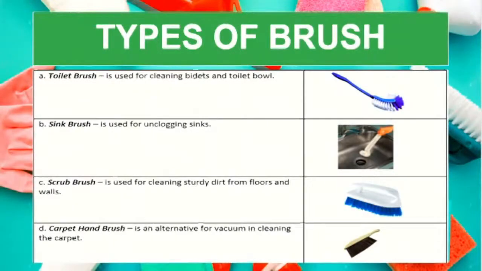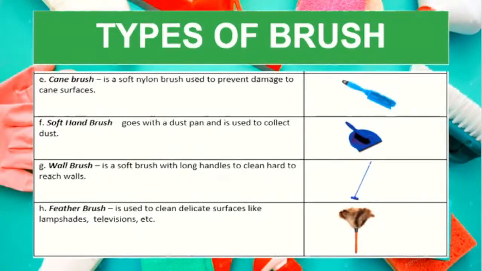Types of brush. Toilet brush is used for cleaning bidets and toilet bowl. Sink brush is used for unclogging sinks. Scrub brush is used for cleaning sturdy dirt from floors and walls. Carpet hand brush is an alternative for vacuum in cleaning the carpet. Cane brush is a soft nylon brush used to prevent damage to cane surfaces. Soft hand brush goes with a dustpan and is used to collect dust.